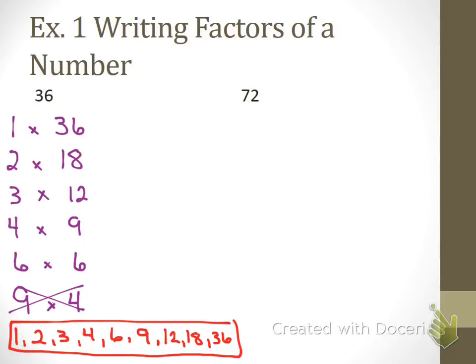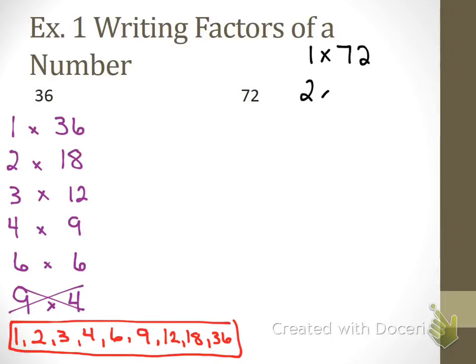Now, notice how many times did I write a 6? Just once. Even though I had 6 times 6, I had it twice, I only need to write it once in my factorization. All right, so on 72, I want you to break down 72 into all of its factors.